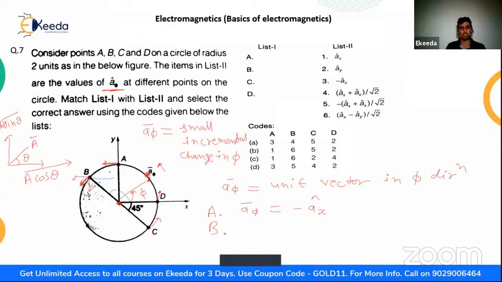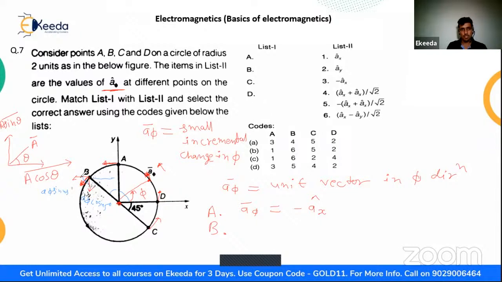So you just need to find the components. This component will be a phi into cos 45, and this will also be a phi into sin 45.